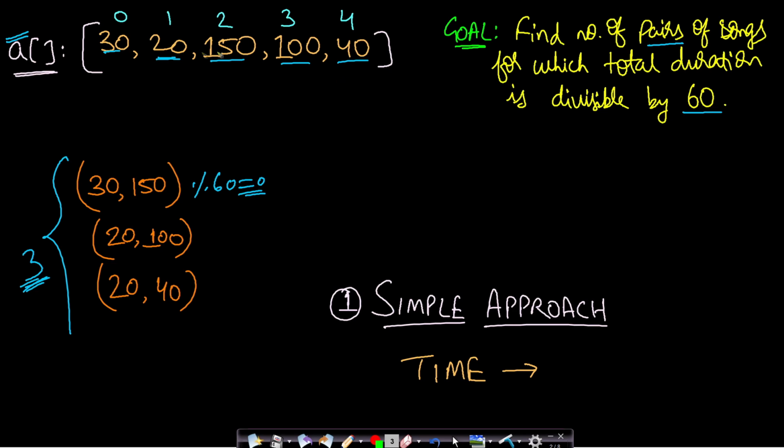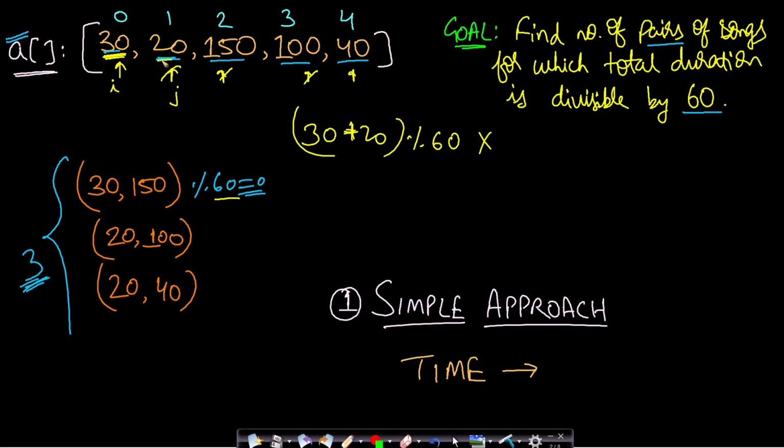One simple approach can be to just take a pointer, like an i pointer and a j pointer. Now for each of these values, let's say in this case it is 30, you will iterate over all the values and check adding which value to 30 gives you mod 60 equal to 0, right? So let's say your first pair was 30, 20. You will make 30 plus 20 and take mod 60 and it should be equal to 0, but it is not equal to 0. So 30, 20 is not a valid pair. So you will move on to the next value.